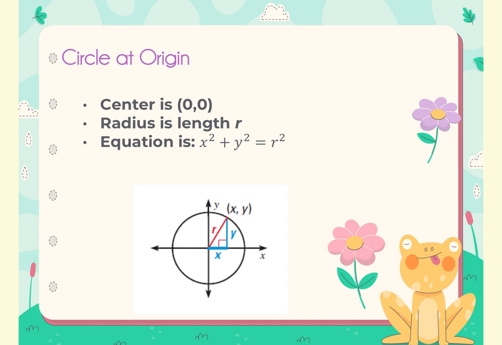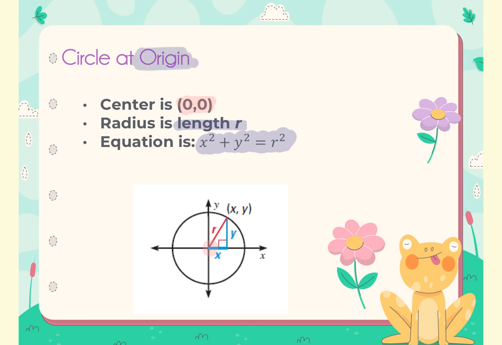So the first thing is if the circle's at the origin. If you have a center at 0, 0, that's where your origin is. That's there in the middle. R is the radius, and the radius is the distance from the center to the side of the circle. The equation is x squared plus y squared equals r squared. It stays as x squared, it stays as y squared, but you will replace the r with the radius, and then you'll square it. This is, again, only if it's at the origin.